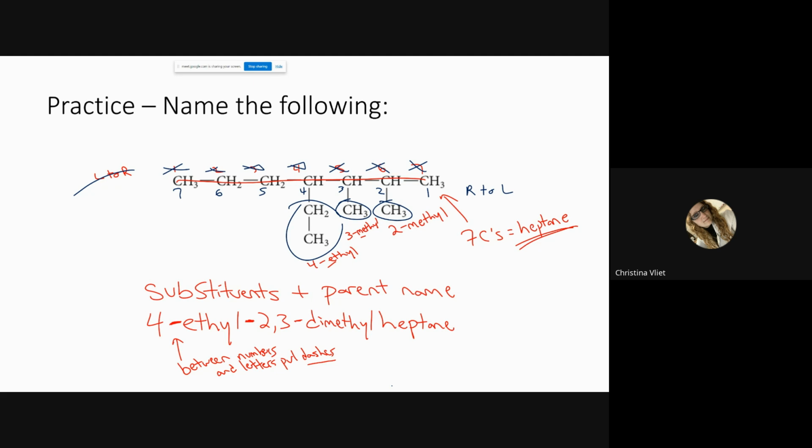All right, so what made this one trickier than the first two that we did? What were the scenarios here that we've now approached? Longer parent name and more substituents. More substituents, different substituents, and also location. You don't always go left or right. Sometimes you may have to go a different direction to get the lowest numbers possible.